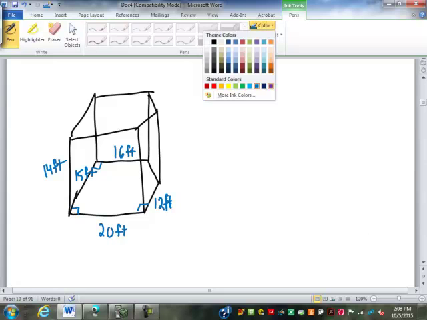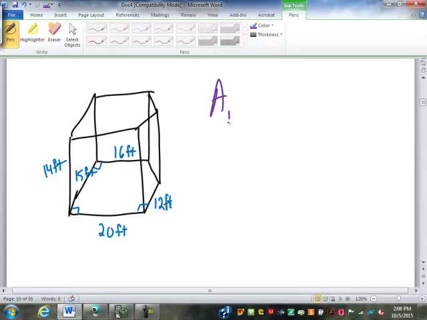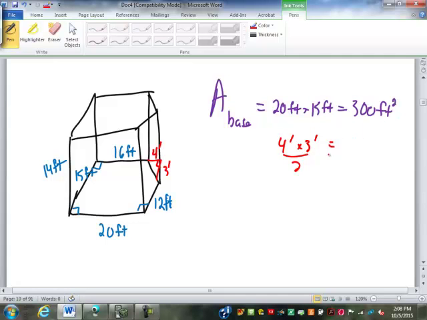Okay, so area of the base here. I would start out with 20 feet by 15 feet, or 300 square feet. Then subtract out this triangle, which is how big? 4 by 3. So 4 feet by 3 feet divided by 2, because it is a triangle, is 6 square feet.